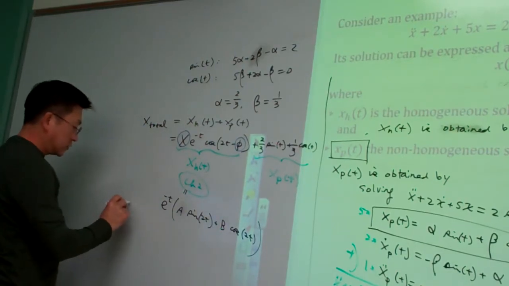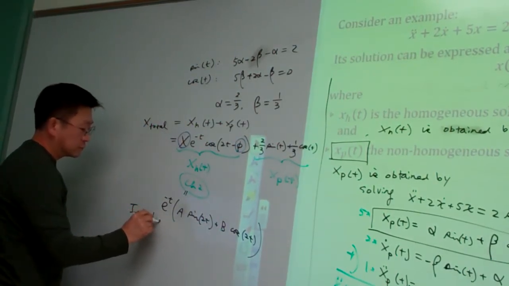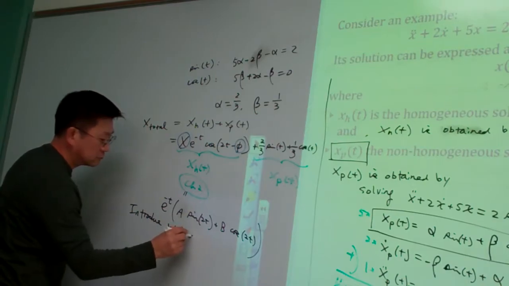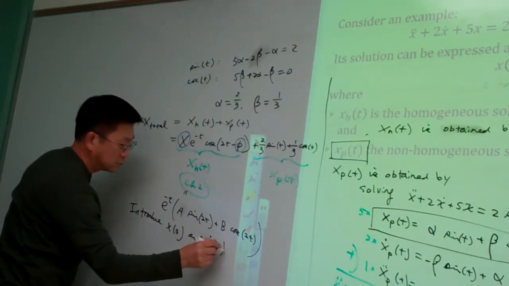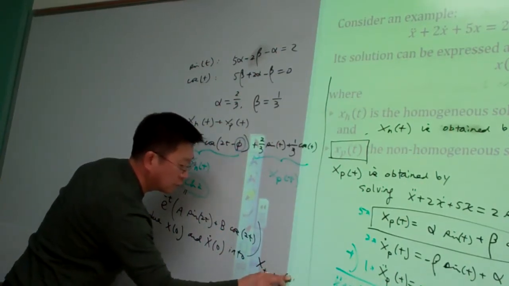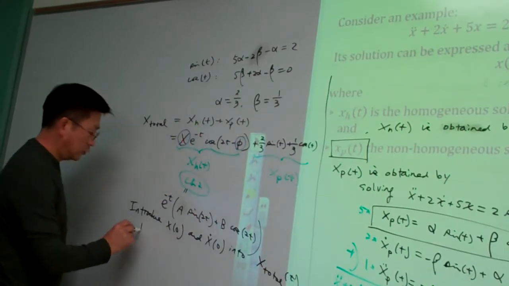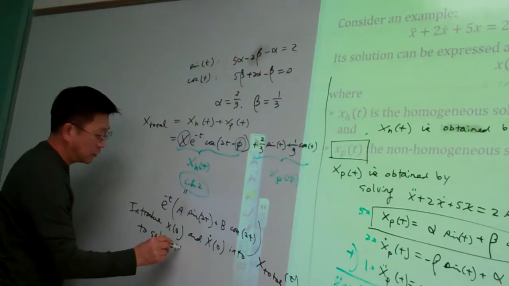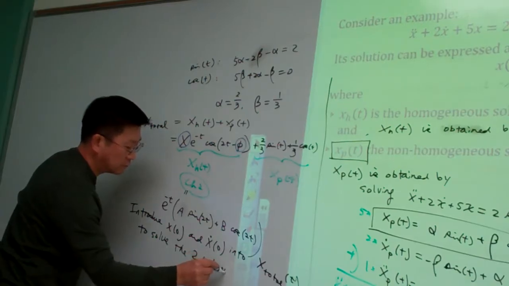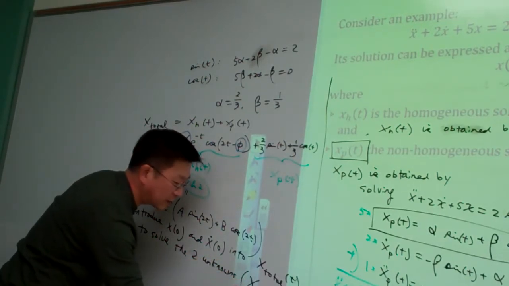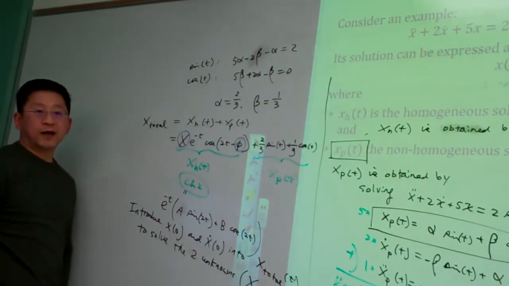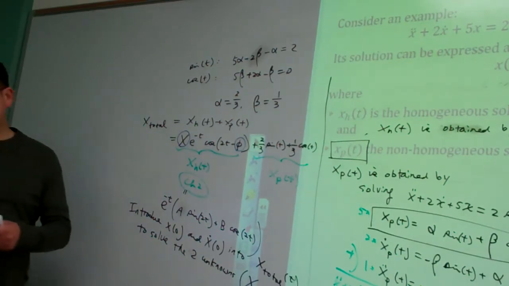So the next step is to introduce the initial conditions into X total, to solve the two unknowns. Unknowns, that means capital X and phi, or A and B, depending on which form you like. Okay? So the result, let me get that result.